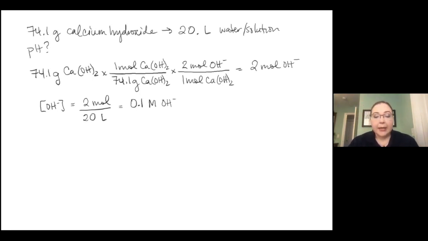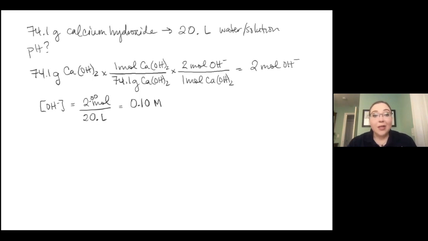Okay, now 0.1 molar hydroxide, I should say, forgive me for just a minute, I'm going to pay attention to my sig figs. Our 20 that they gave us had 2 sig figs, and our 2 here really has 3 sig figs because we started with the 74.1. So this is 0.10 molar hydroxide ions.